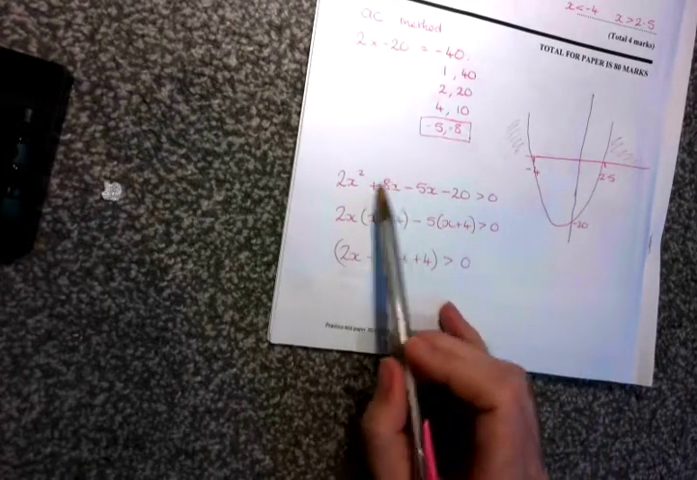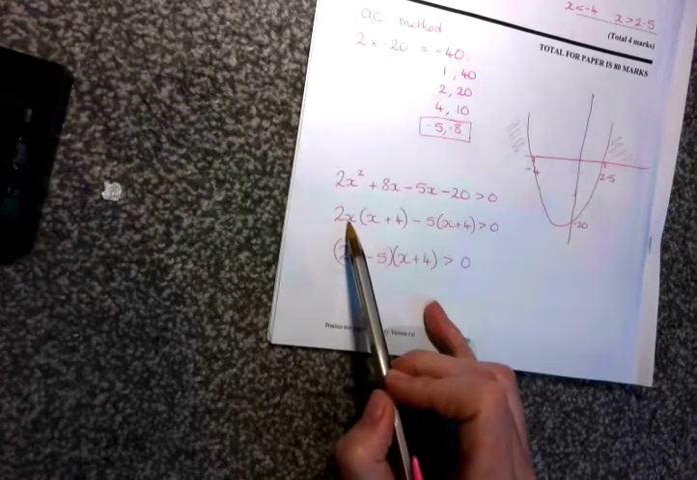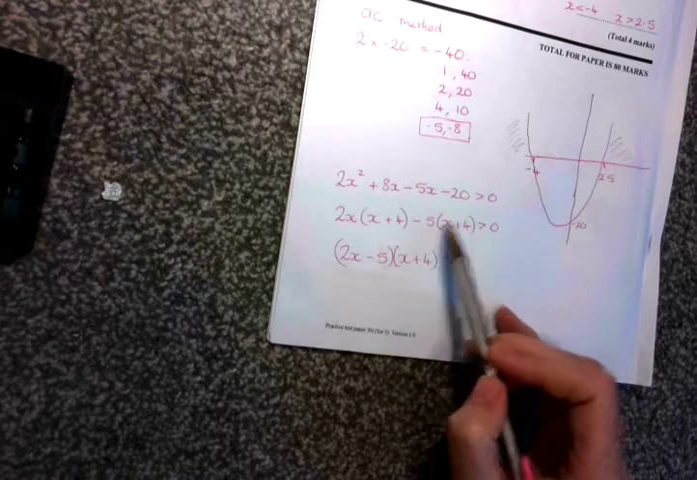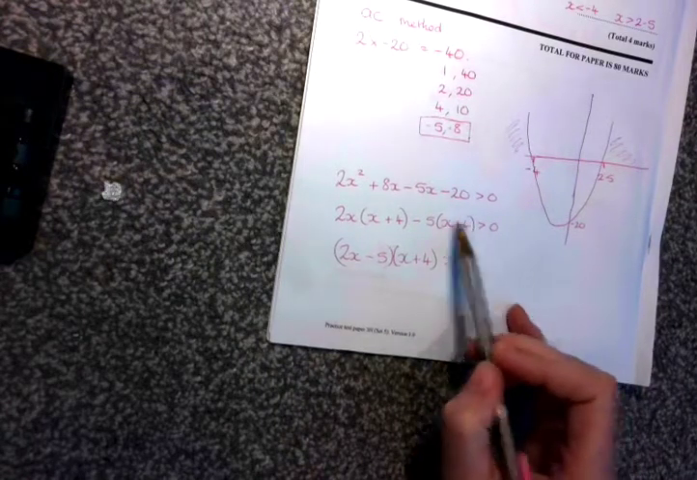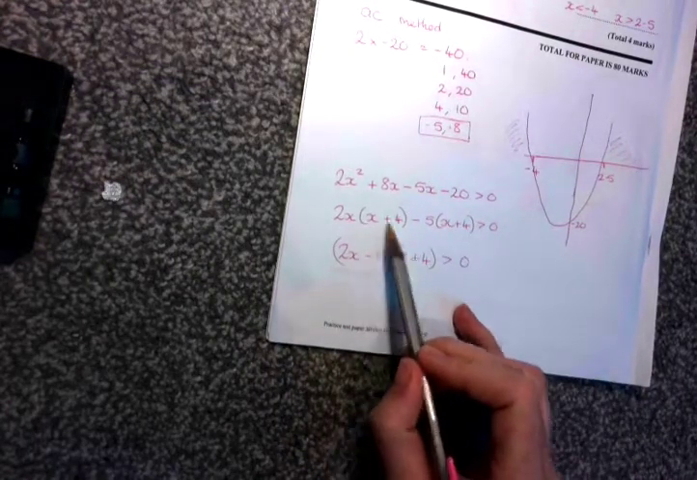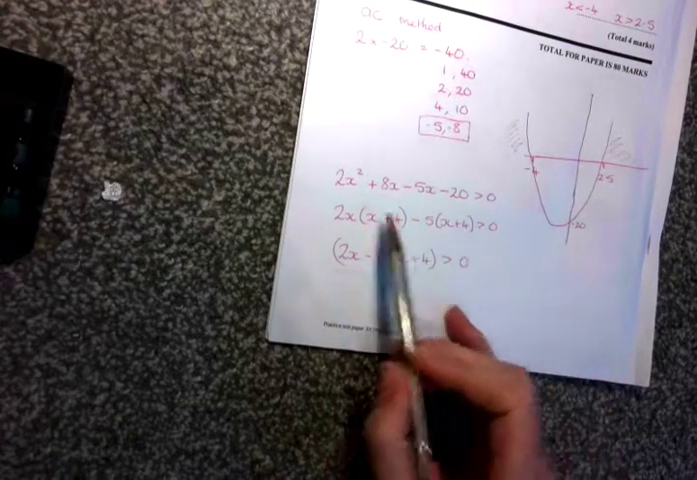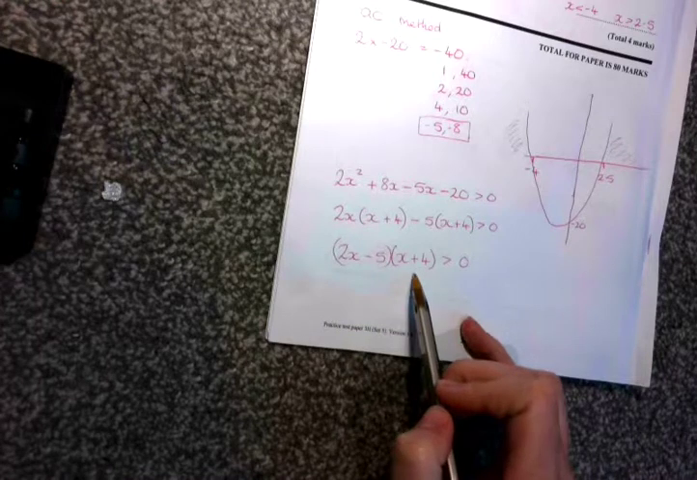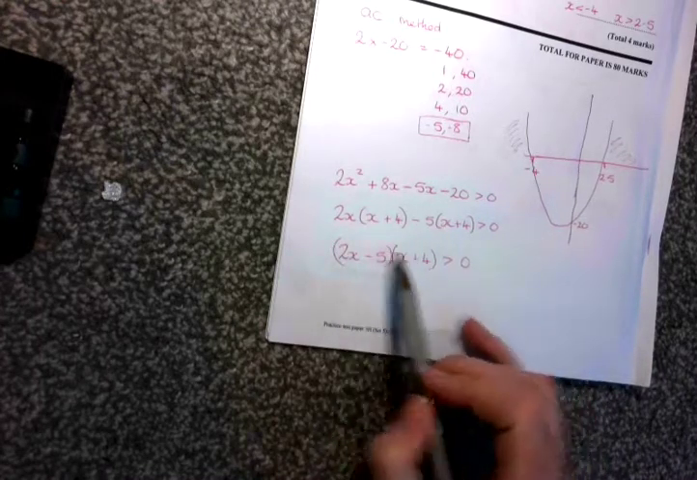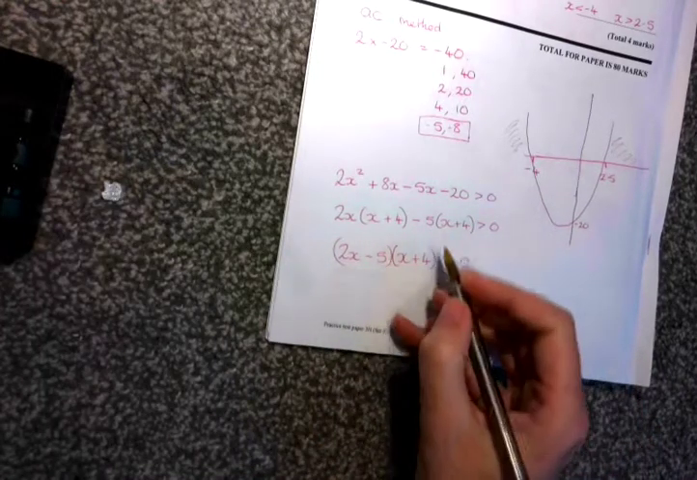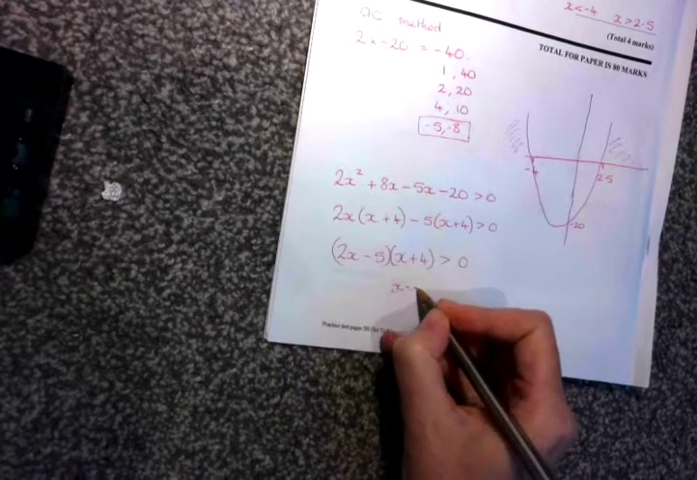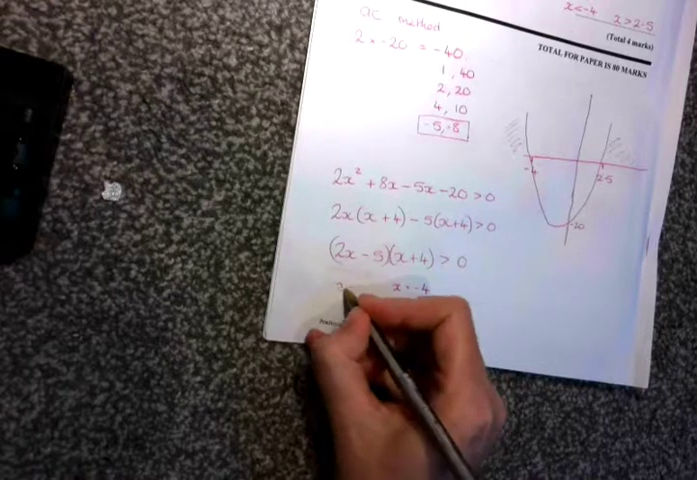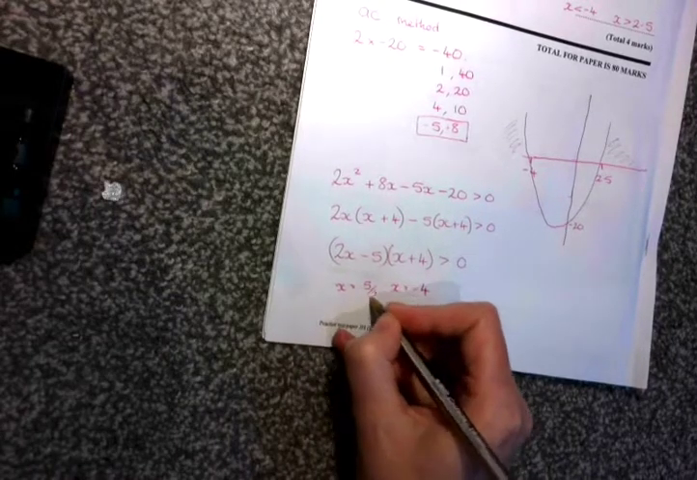So factorising the first part, I've taken out the 2x. Factorising the second part, I've taken out minus 5, which makes that a plus 4 in the bracket. And I'm always looking for getting those two brackets the same. Put these two together to form a bracket. There's my other bracket there. So this is what I've got. This gives me critical values from here of x equals minus 4. Don't forget I'm trying to make that bracket worth 0. And x equals 5 over 2.